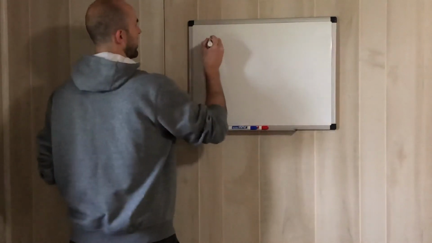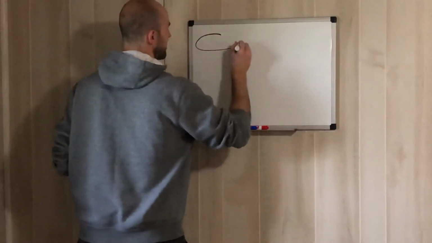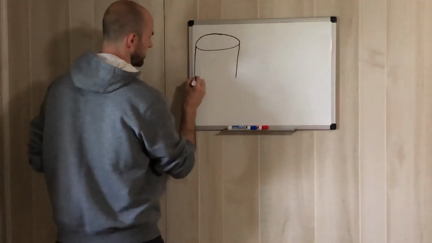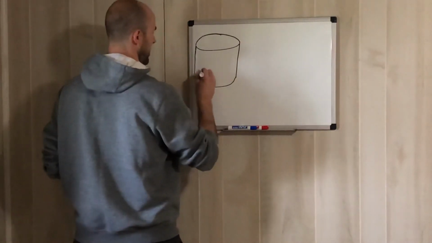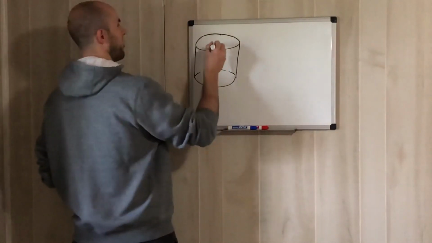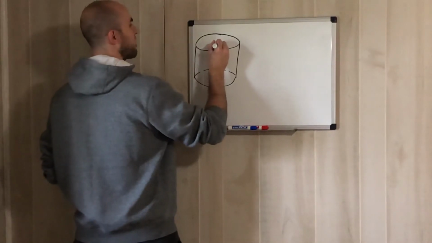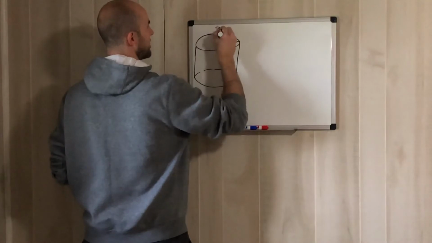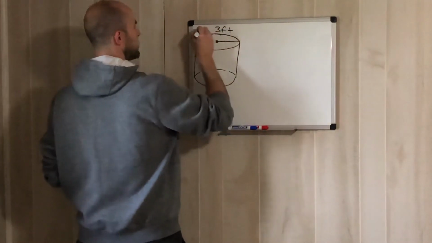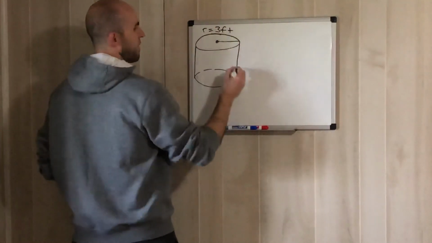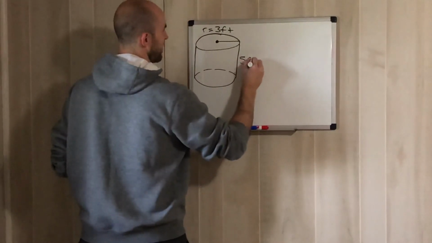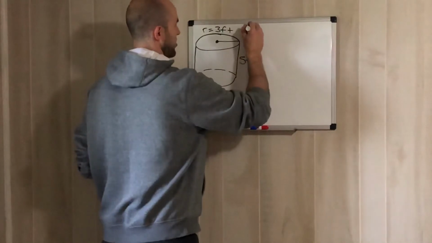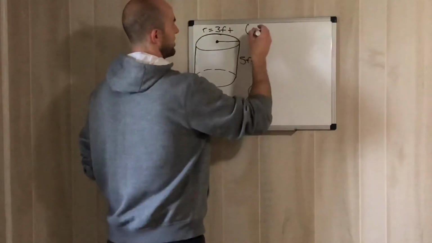Second one, let's try one last one. Let's say you have a cylinder, and sorry about the horrible drawing. You have a cylinder, right? And again, you have a dotted line just because it's the back part. Now we know the radius is going to be 3 feet, and the height is going to be 5 feet. Just like we did before, I want you guys to find the surface area of this. So let's use the formula.